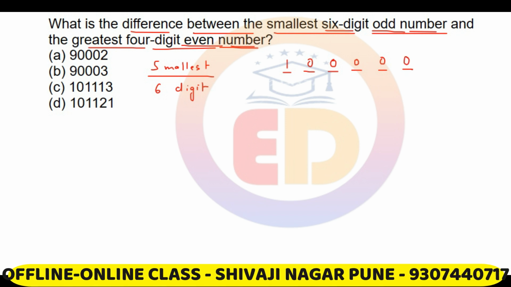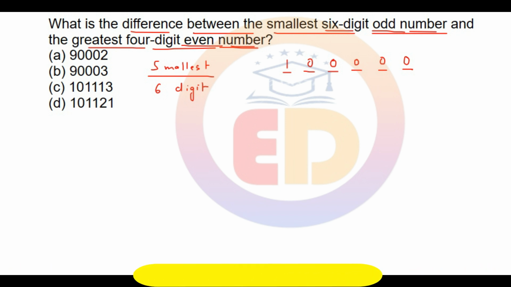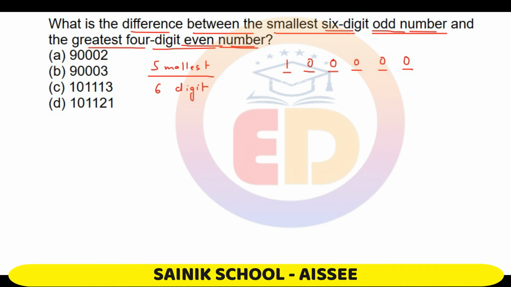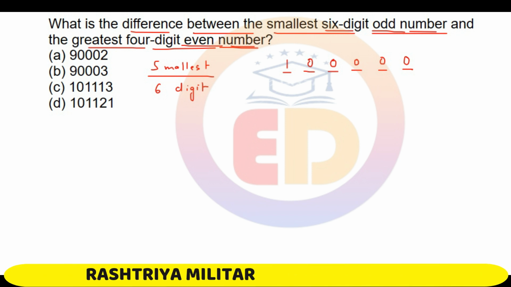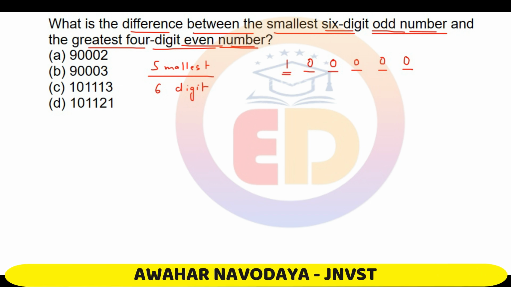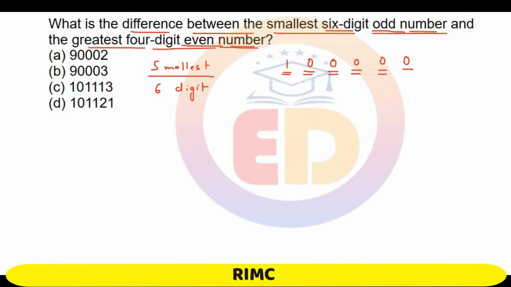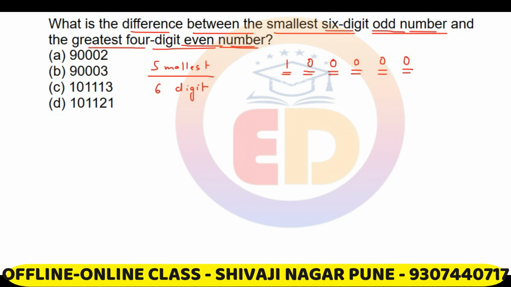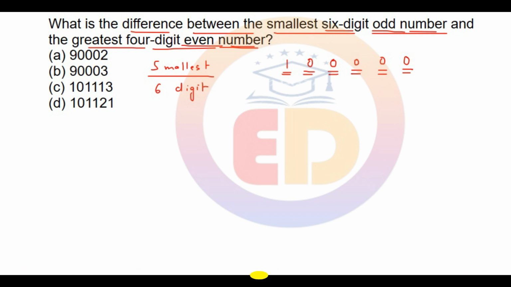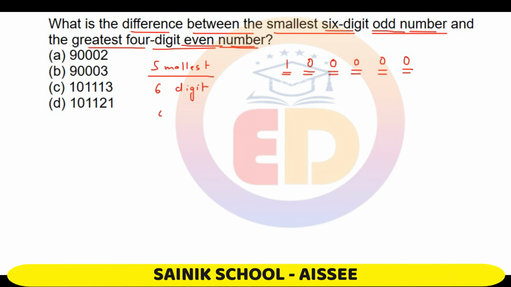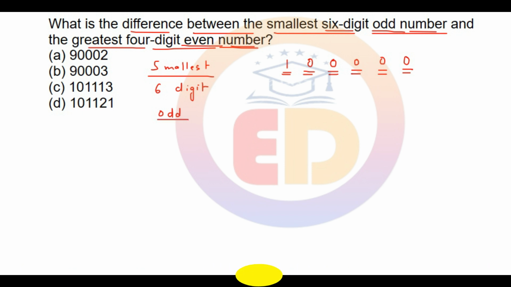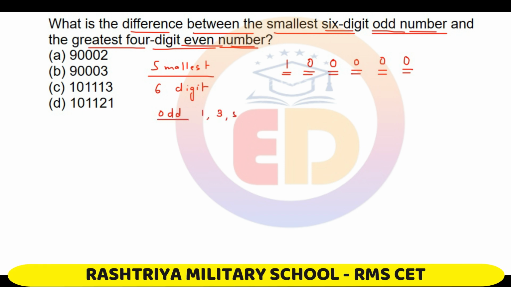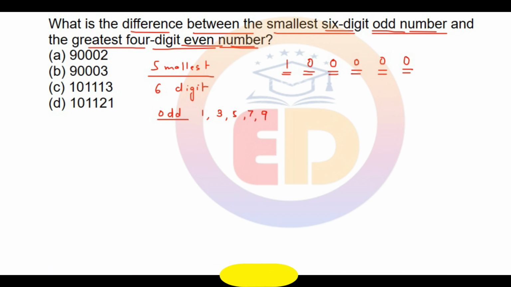So the smallest 6-digit number is 1 lakh. I hope everybody has understood how to make the smallest number of any digit count. It will always start with 1, and if it is a 6-digit number, the remaining digits can be 0. Now, as per the condition, it should not be just the smallest 6-digit number, but the smallest 6-digit odd number. Now remember, the odd numbers are numbers which end with 1, 3, 5, 7 and 9.